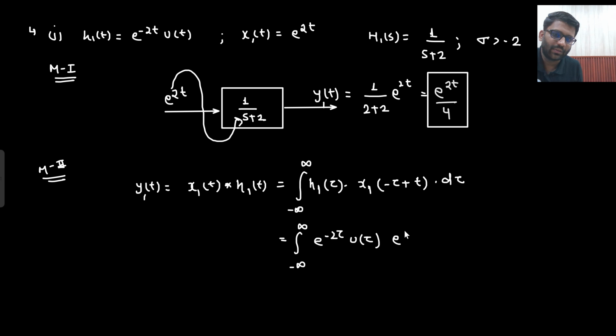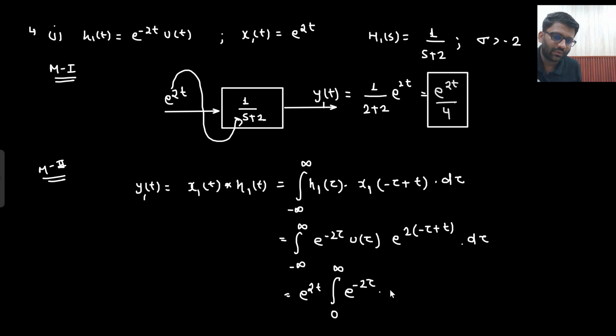What about this one? e to the power 2 minus tau plus t dot d tau. Directly I can see that e to the power 2t will be coming common, from minus infinity to infinity. Now since there is u of tau, we will change the limit from 0 to infinity, because u of tau is 0 for tau less than 0. So the limit will be changing from 0 to infinity.